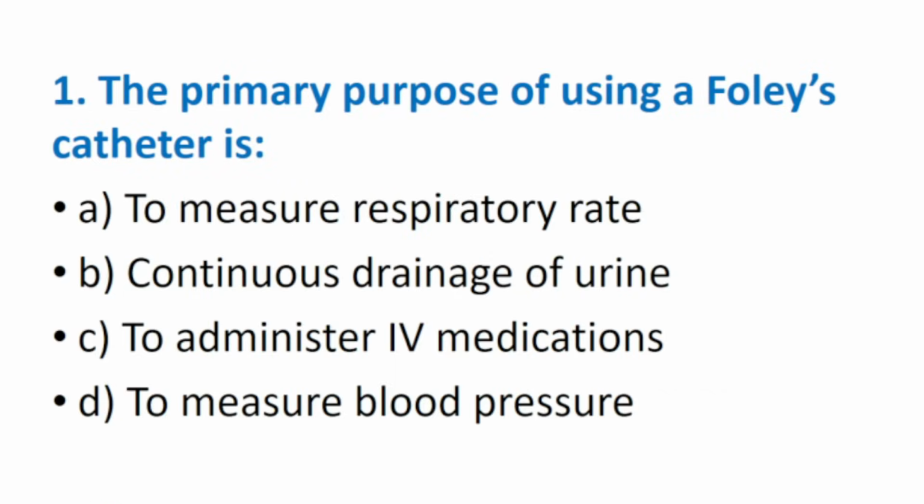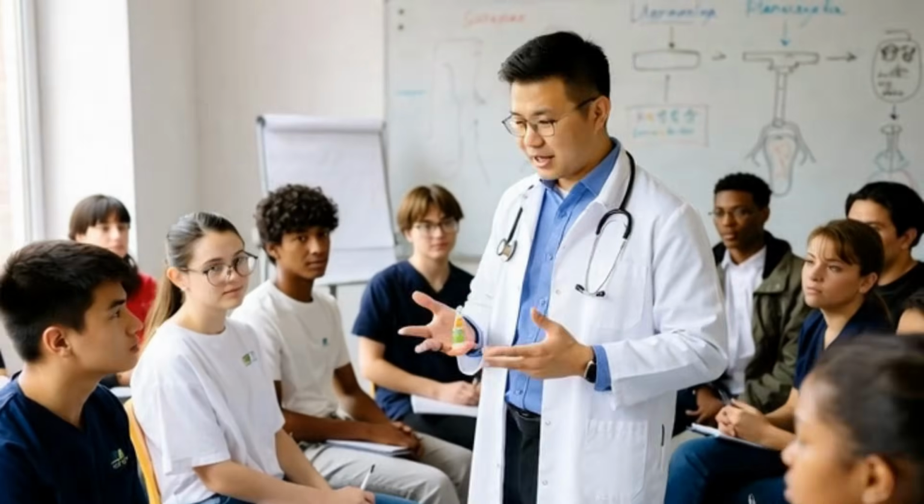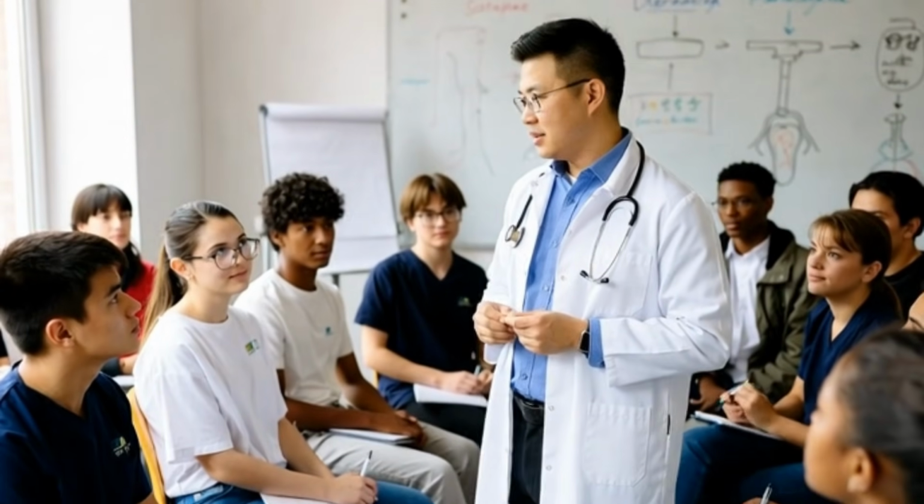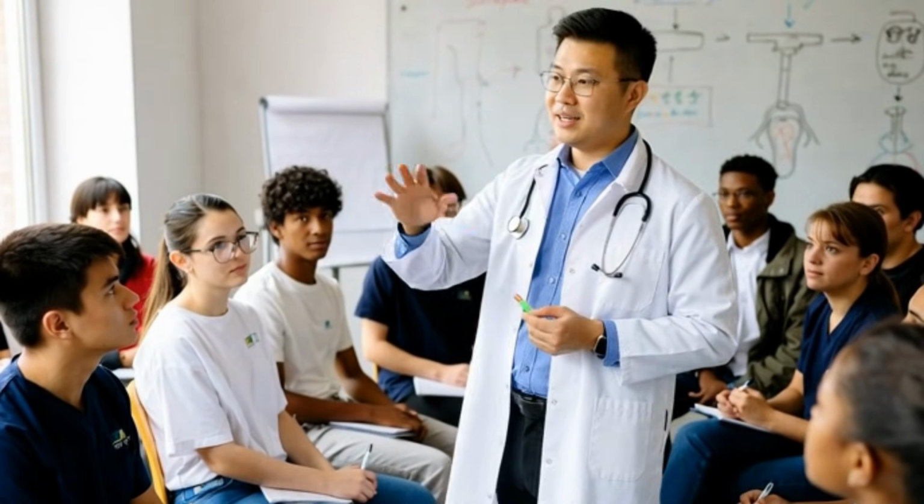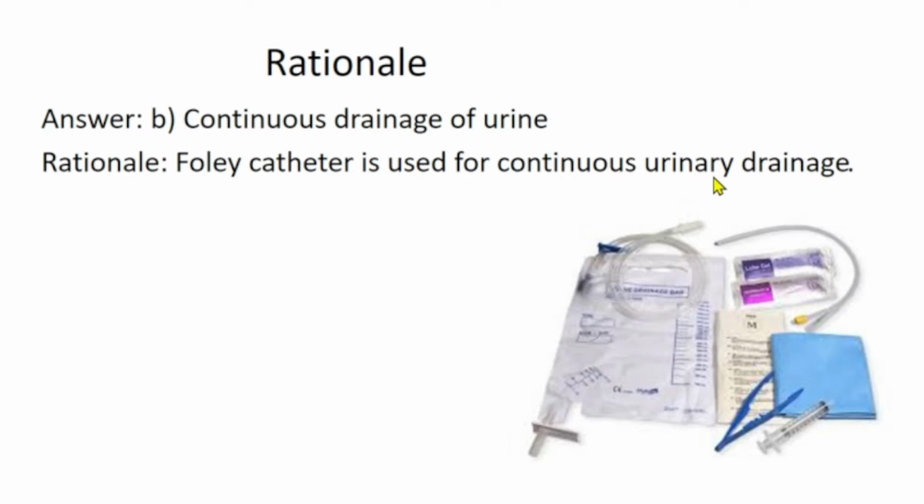The primary purpose of using a Foley's catheter is to: measure respiratory rate, continuous drainage of urine, administer IV medications, or measure blood pressure. The correct answer here is continuous drainage of urine. That is the primary purpose of Foley's catheterization. Foley's catheter is used for continuous urinary drainage.